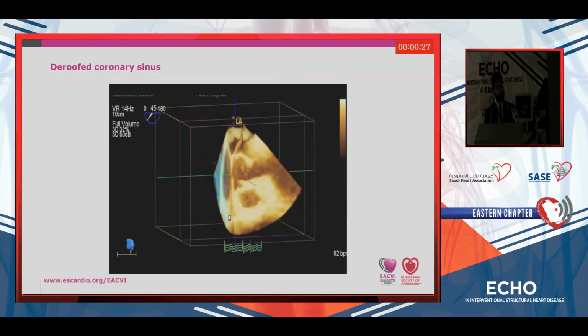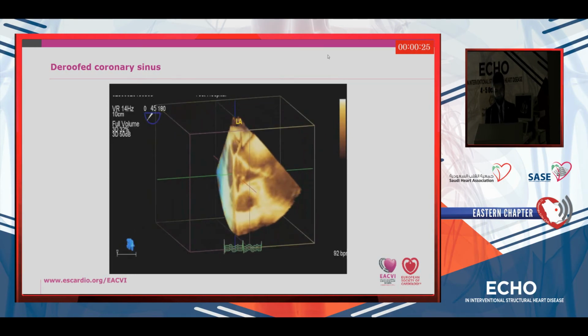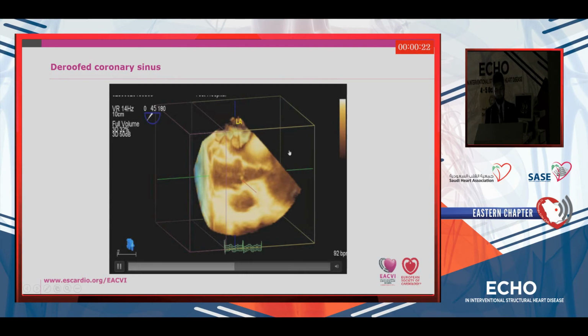I just need 30 seconds more, because this is very interesting. Just freeze, just a second. You would wait till the time finish first, okay. So I lost 10 seconds, okay.